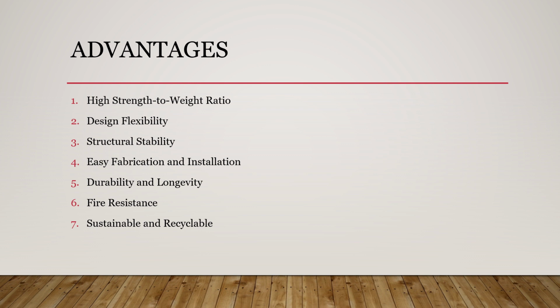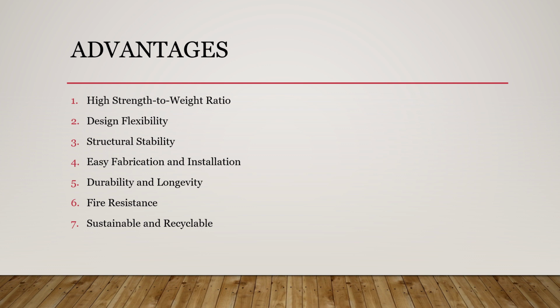Now let us look towards the advantages of the rolled steel sections. Some of the key advantages of using rolled steel sections are the high strength to weight ratio. Rolled steel sections have a high strength to weight ratio, meaning they can provide significant structural strength and support while minimizing the overall weight of the structure.